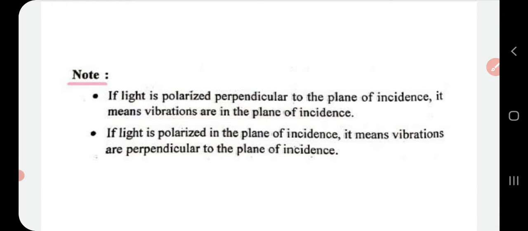If light is polarized perpendicular to the plane of incidence, it means that vibrations are in the plane of incidence. Now if it is polarized in the plane of incidence, that is, parallel to the plane of incidence, then it means vibrations are perpendicular to the plane of incidence.